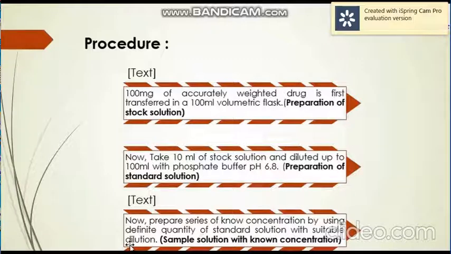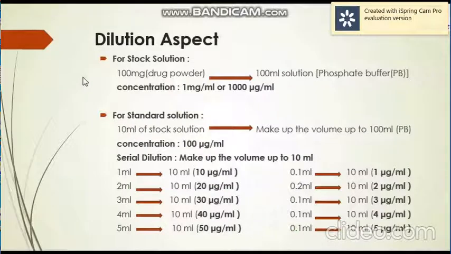In the next slide I have discussed stepwise how to prepare the stock solution and the standard solution, and in what quantity. In this slide you can find 100 mg of drug is transferred into 100 ml of solution to prepare a 1 mg per ml concentrated solution. Now that can be done by taking 10 mg of drug with 10 ml of solution.